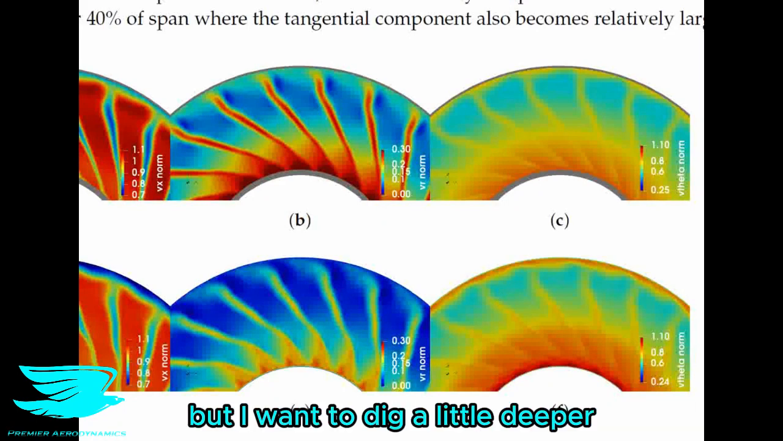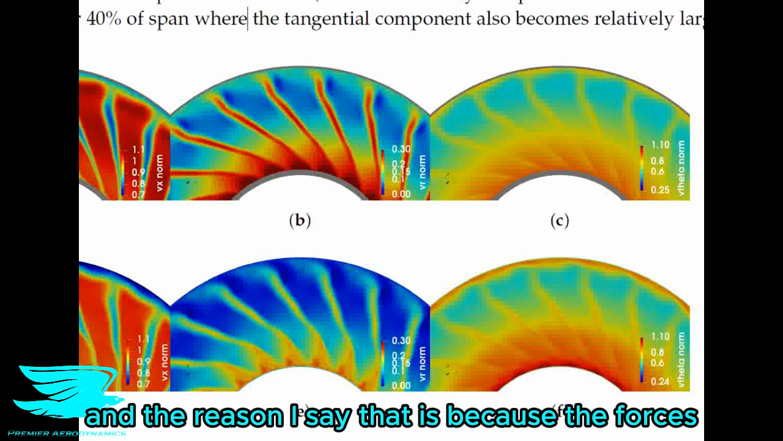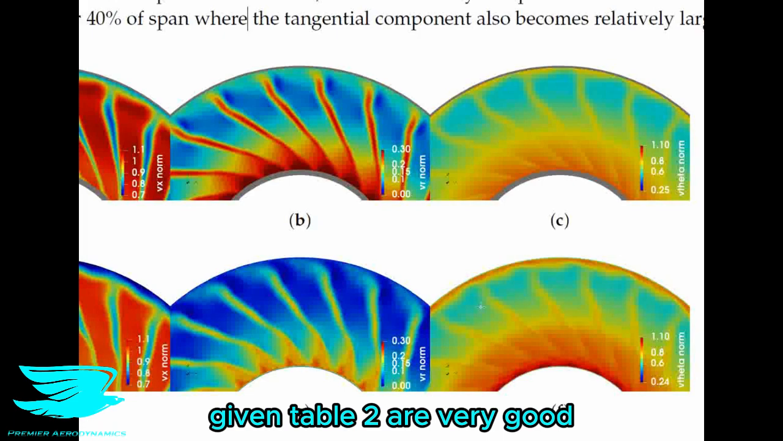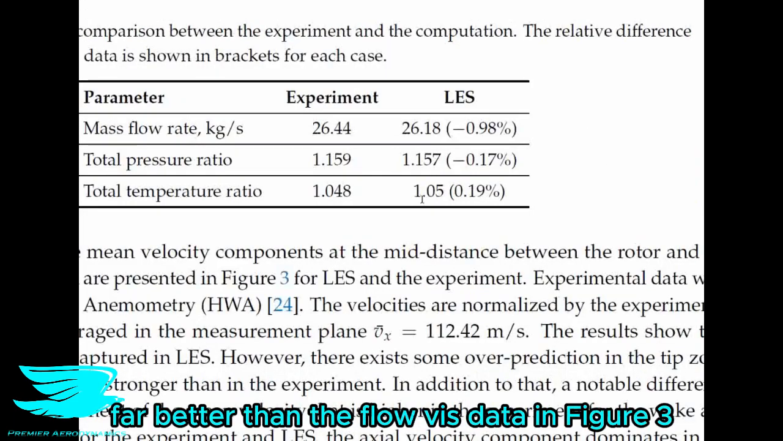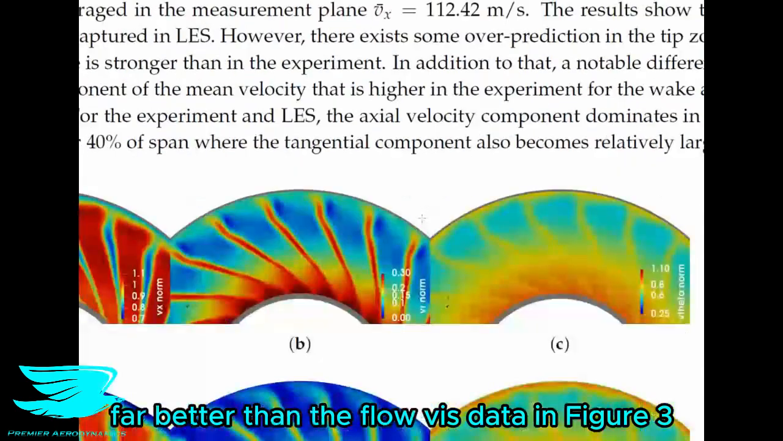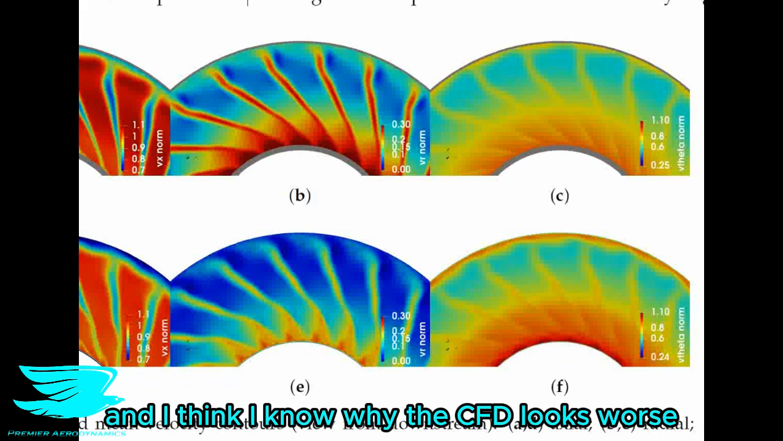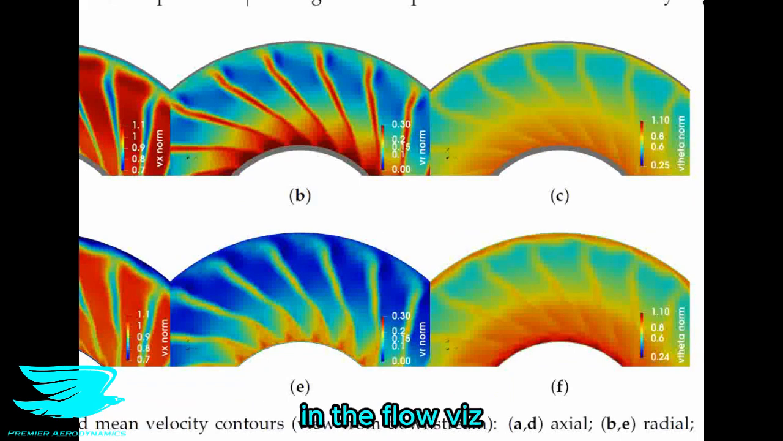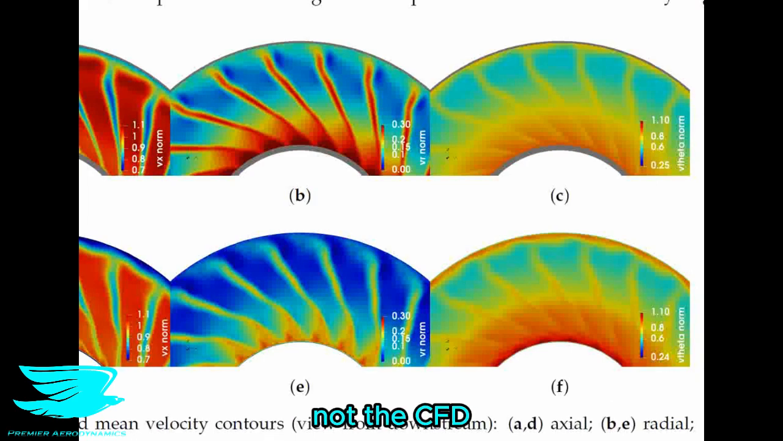But I want to dig a little deeper, because I think the CFD is not done justice in this case. And the reason I say that is because the forces given in table 2 are very good. Quite frankly, far better than the flow vis data in figure 3 would suggest. And I think I know why the CFD looks worse in the flow vis than in the forces: it is primarily because of the experimental data, not the CFD.